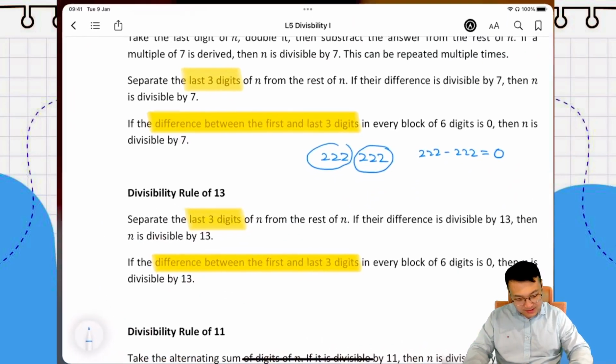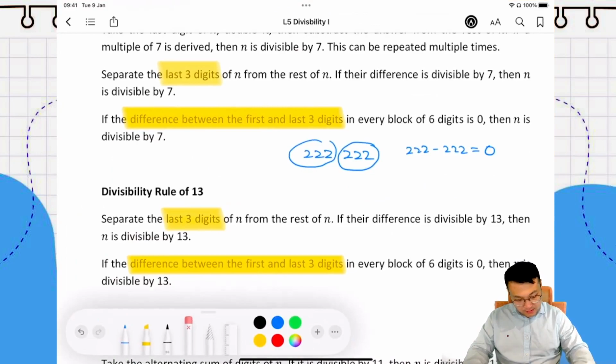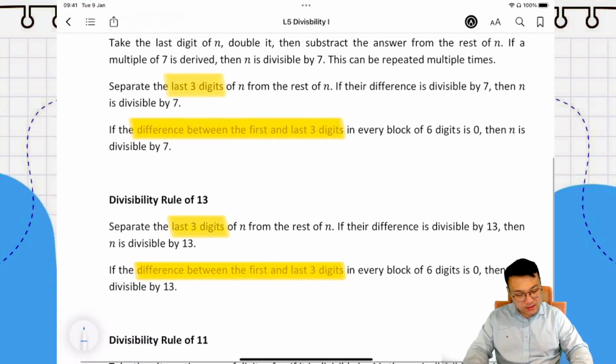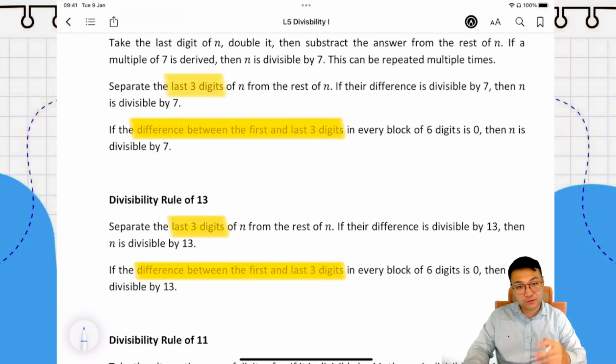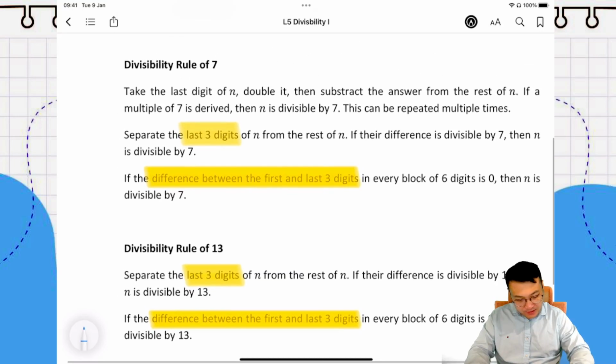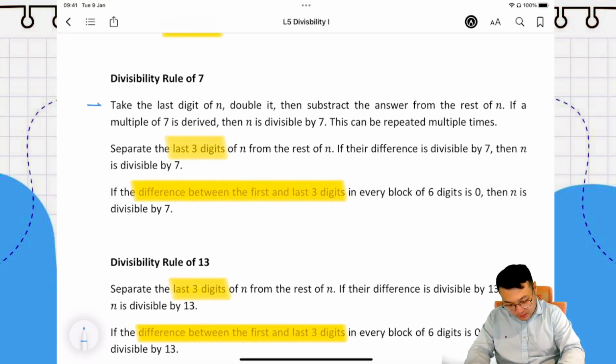So, taking the difference between the first and the last 3 digits, any block of 6 digits made of a repeated 3-digit number is divisible by 7 or 13. It can be 222, 333, 444, whatever, all the way until 999. All these numbers can be divided by 7 and 13. Now, but 7 has something a little bit different. There's another rule here, the first rule of 7, which is different from 13.